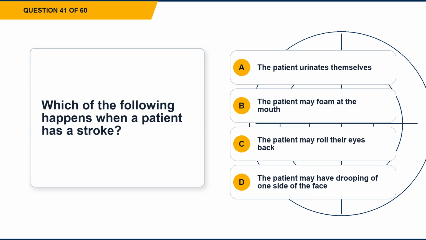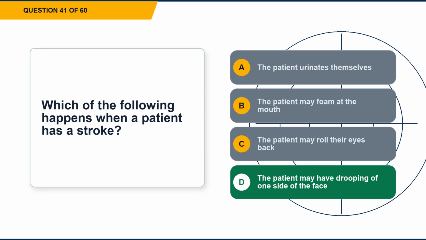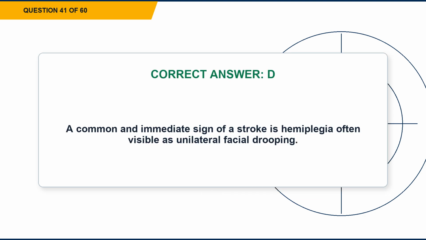Question 41. Which of the following happens when a patient has a stroke? Option A. The patient urinates themselves. Option B. The patient may foam at the mouth. Option C. The patient may roll their eyes back. Option D. The patient may have drooping of one side of the face. The correct answer is option D. The patient may have drooping of one side of the face. Explanation. A common and immediate sign of a stroke is hemiplegia, often visible as unilateral facial drooping.